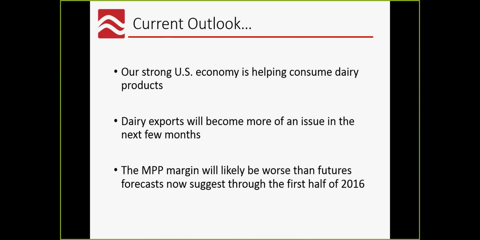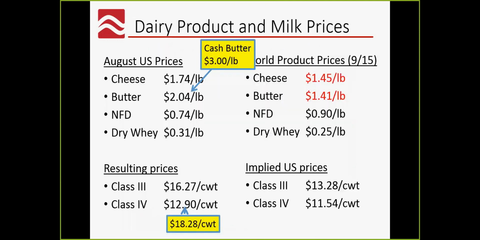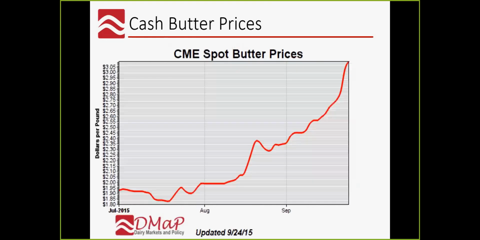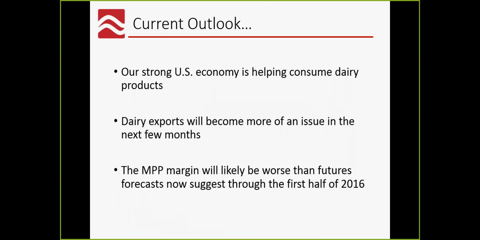We're not going to export a whole lot of cheese, but well, maybe cheese, because cheese prices at $1.55, we're starting to get closer, aren't we? We're getting closer to the world cheese prices. So maybe if they recover a little bit, then we're competitive again. And butter is going to be the big mover when we're looking at it.